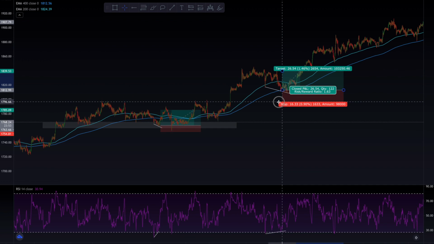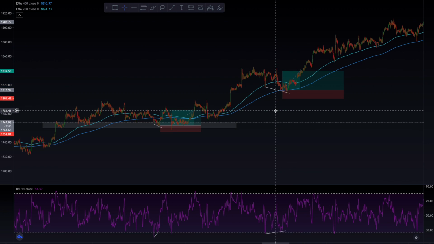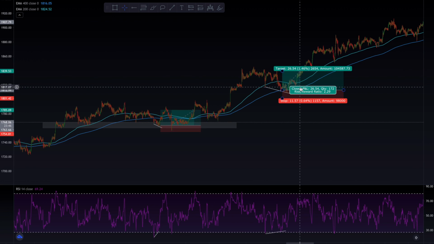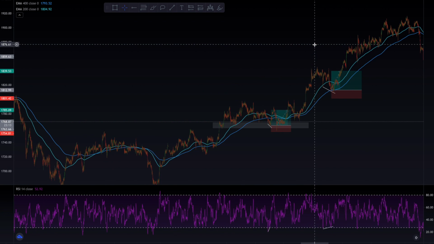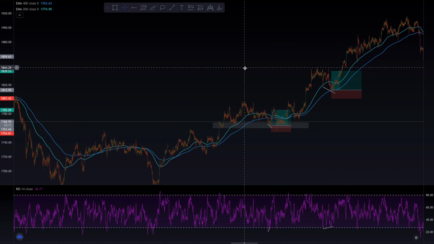So I will just keep it something like this. By this you can easily achieve a risk to reward ratio of at least 1:2, or even more if you have mastered this technique. So this is how I take entries using this strategy.